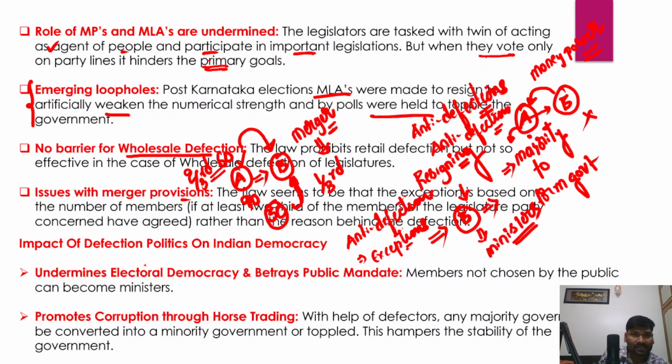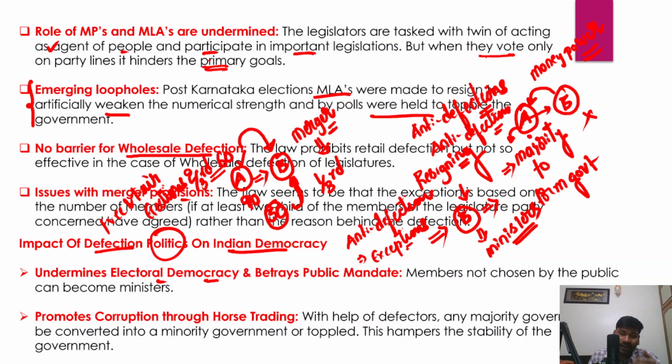And now we'll understand the impact of defection politics on Indian democracy. So how will defection politics impact Indian democracy? We'll try to understand this dimension as well. It actually undermines electoral democracy without a doubt. Whenever you see political corruption, horse trading, bribery, misuse of power, don't you think that it undermines electoral democracy and free and fair elections conducted by the Election Commission of India, right?